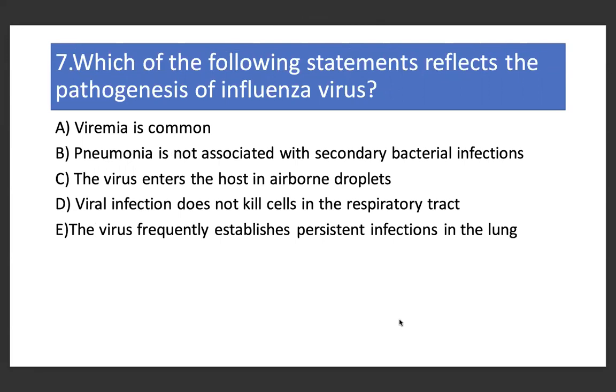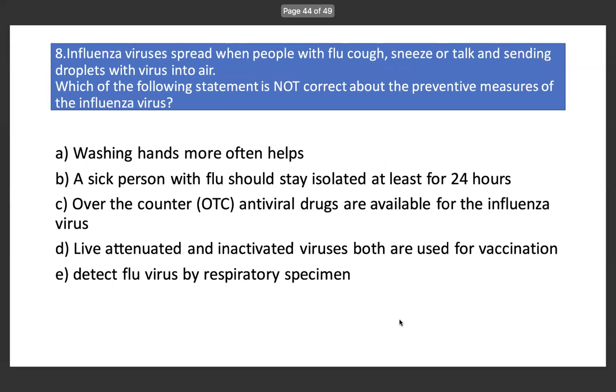Question number seven. Which of the following statements reflects the pathogenesis of influenza virus? Viremia is common. Pneumonia is not associated with secondary bacterial infection. The virus enters the host in airborne droplets. Viral infection does not kill cells in the respiratory tract. E is the virus frequently establishes persistent infection in the lungs. The correct option is C.